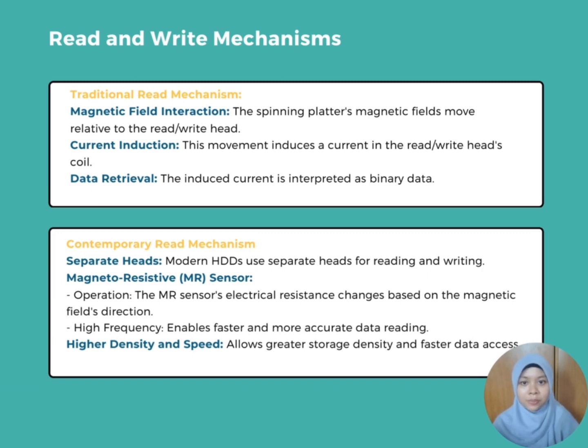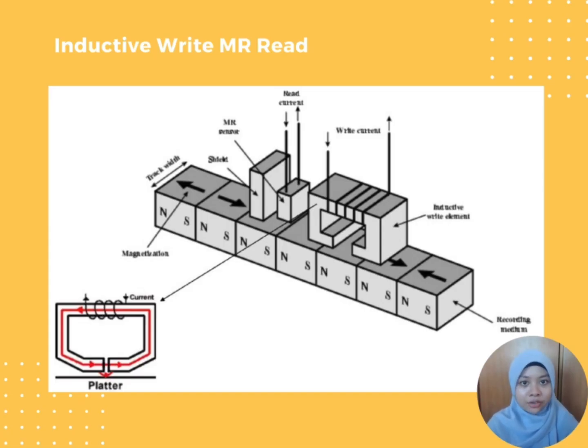For the next one, the contemporary read mechanism. Modern hard disk drives (HDD) use separate heads for reading and writing. There is a magnetoresistive (MR) sensor, where the MR sensor's electrical resistance changes based on the magnetic field's direction. The MR sensor has a high frequency, enabling faster and more accurate data reading. This technology allows greater storage density and faster data access. This is the diagram of inductive write MR read.